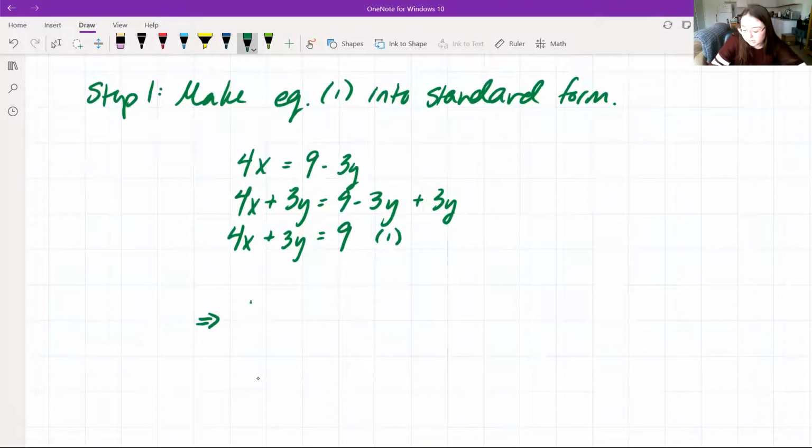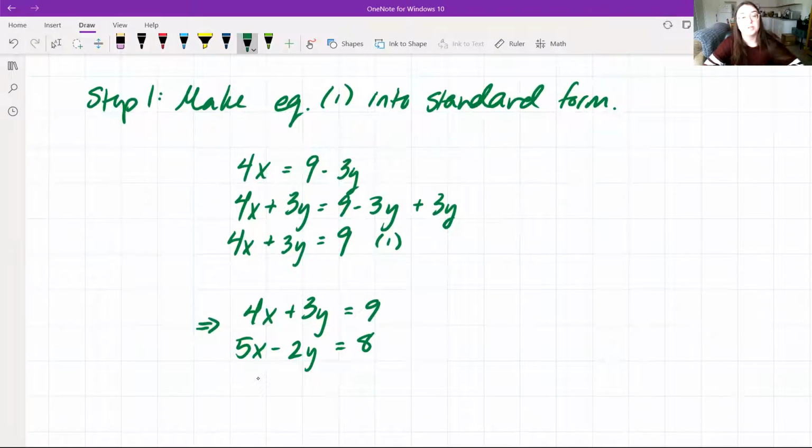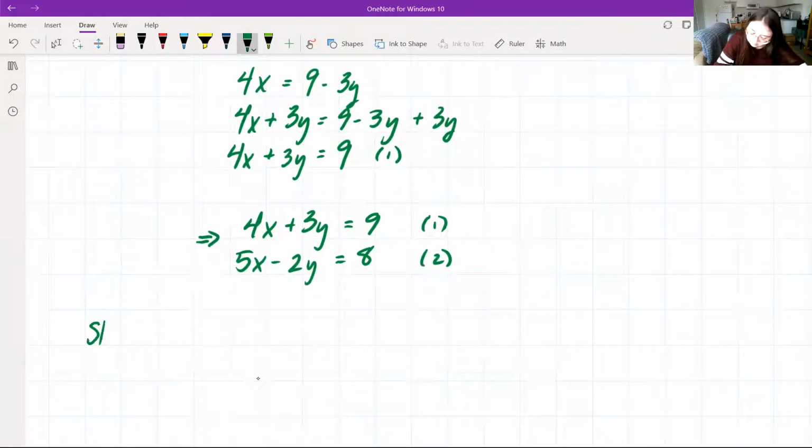So now our system that we're working with looks like 4x plus 3y is equal to 9, and 5x minus 2y is equal to 8. This is our new system of equations. And now step 2, we want to make sure that the coefficients of one of our variables are going to be opposites. So if we look at our coefficients for x, we have 4 and 5. Our coefficients for y are positive 3 and negative 2.